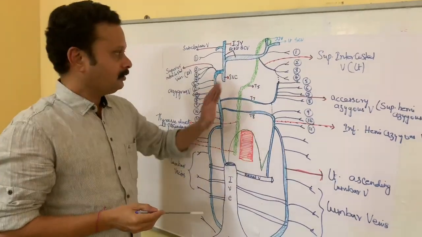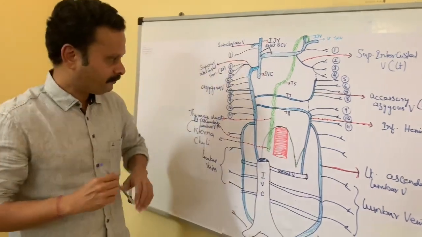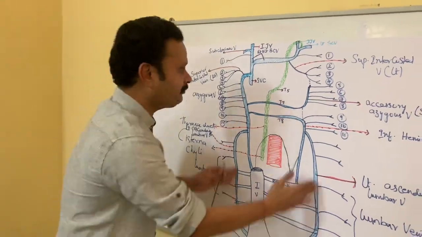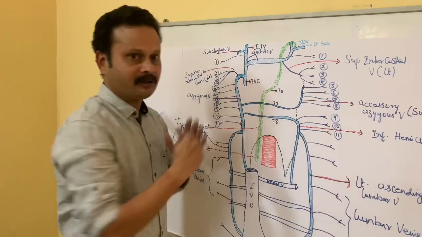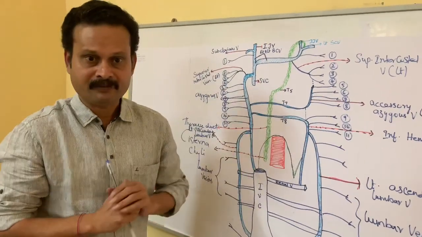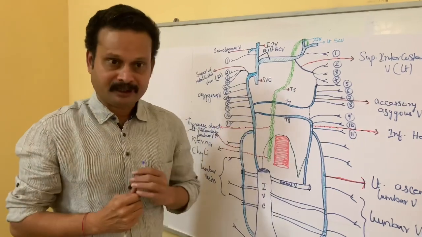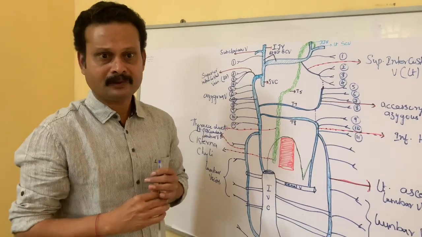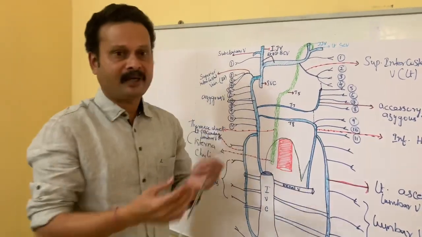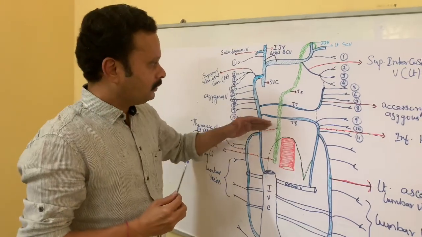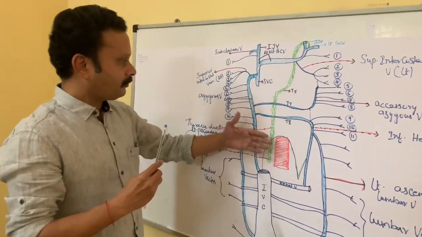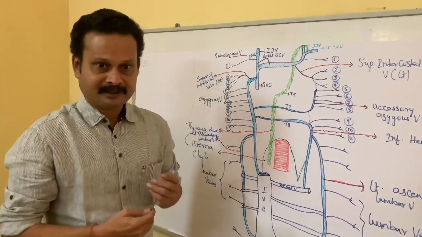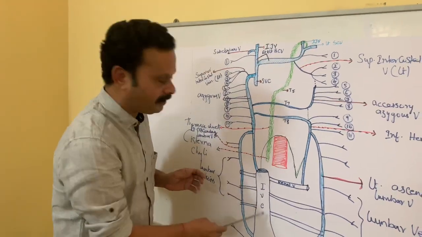So coming to the azygous system of veins, these are straight veins which are paravertebral in position, by the side of the vertebral column, and they are not accompanied by corresponding arteries, and they are provided with valves. They communicate with the vertebral venous plexus behind and with the vena cava in front.